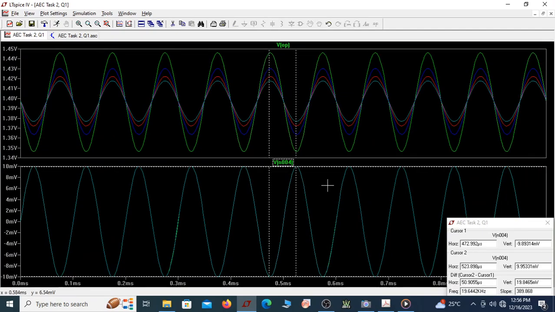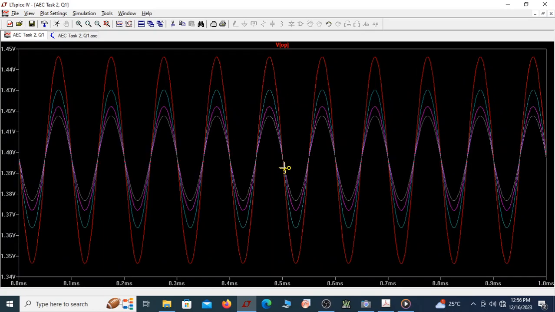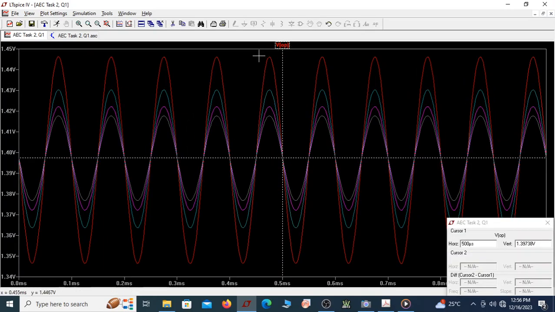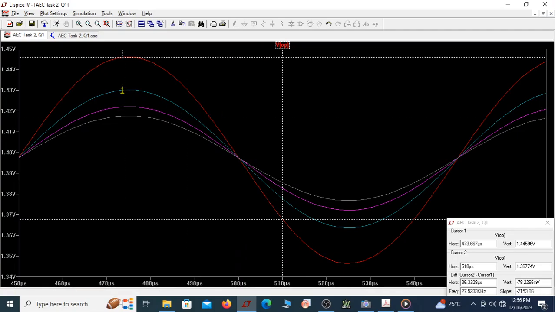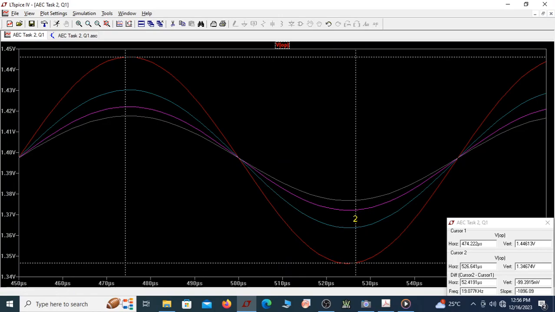So let me just take out this input also. Let me take out this input. Let me take out this pin also. Now what you have now is this output voltage. Can you see the output voltages keep having different amplitude? So let me just take both the cursors. So this is the peak, this is the minimum.